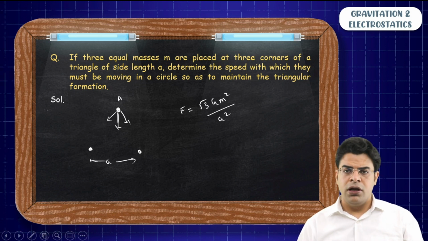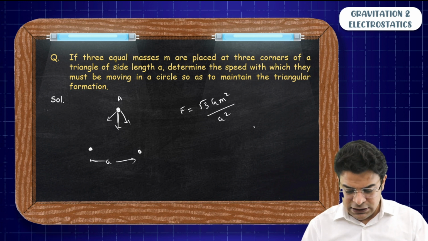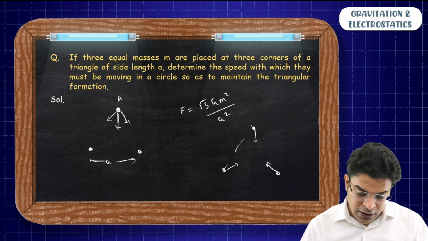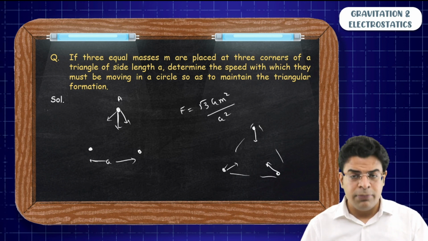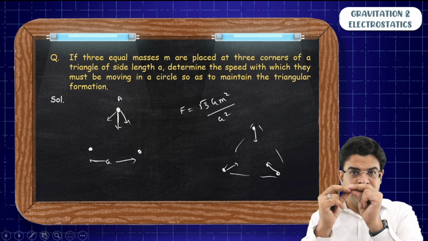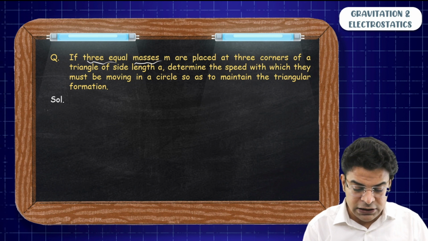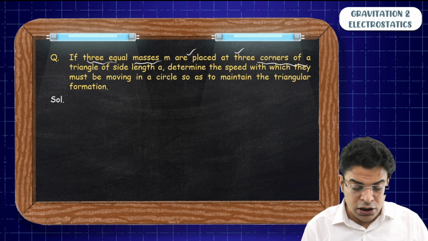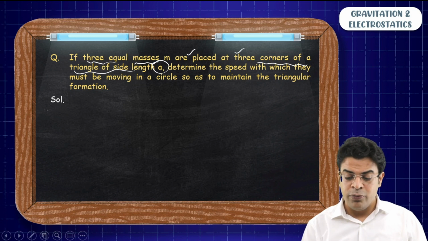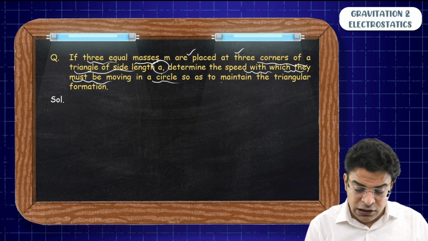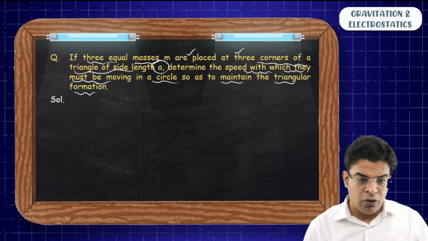Okay, so if these three masses are kept and released, then each mass will start moving towards the center of the triangle, and over the period of time they will collapse at the center. Now what does this question say? The question says if three equal masses are placed at the three corners of a triangle of side length a, determine the speed with which they must be moving in a circle so as to maintain the triangular formation.